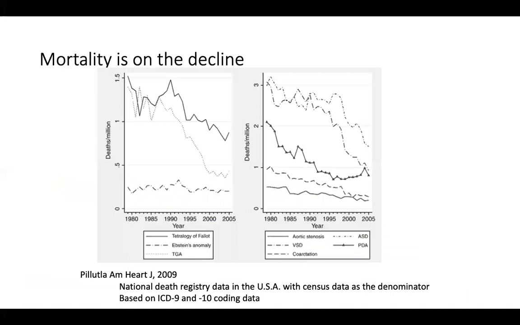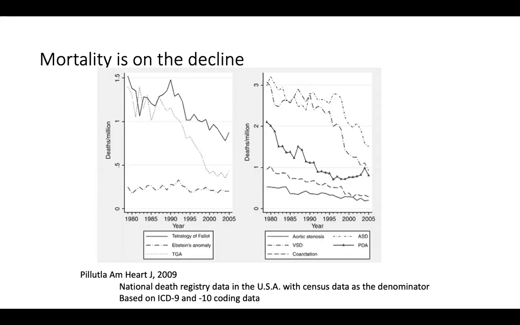So why is this important? Let's scroll out for a second and think about this. Most importantly, mortality is on the decline. If you look at these two graphs, on the left-hand side are people that have so-called cyanotic heart disease. On the right side are people who have acyanotic heart disease. And you can see that between 1980 and 2005, there has been a precipitous decline in mortality for many of these lesions. And in fact, not only in terms of very serious lesions like tetralogy of Fallot and transposition of the great arteries, but even for things like ASDs, VSDs, coarctation of the aorta, even PDAs.